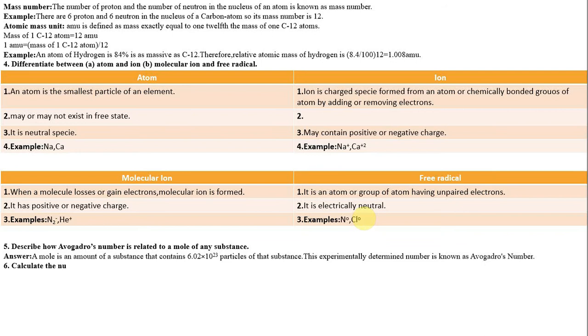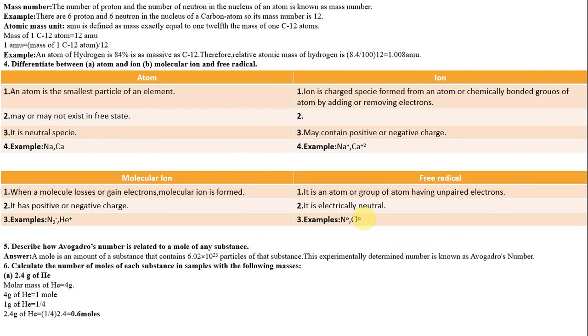Now question number 6. Calculate the number of moles of each substance in samples with the following masses. A 2.4 ग्राम of helium. हमने इसके अंदर जो है नंबर ऑफ मोल्स कैलकुलेट करने. Molar mass of helium is 4 gram. 4 gram of helium 1 mole. 1 gram of helium 1 divided by 4. 2.4 ग्राम ऑफ हीलियम के लिए जब हम कैलकुलेट करेंगे तो 1 डिवाइडेड बाय 4 मल्टीप्लाई बाय 2.4, we will get 0.6 moles.